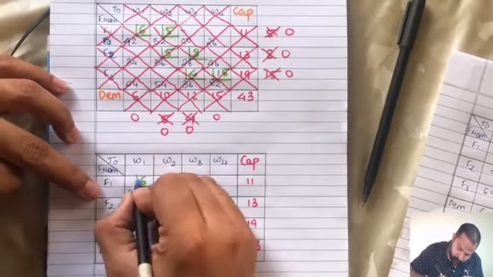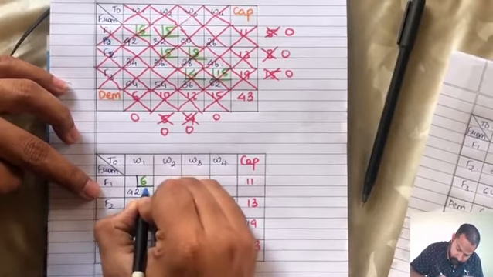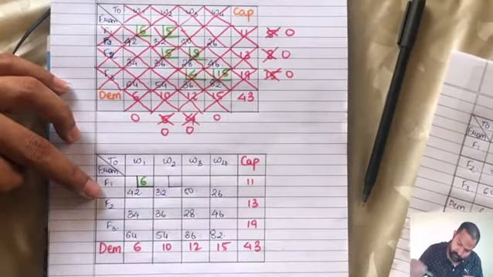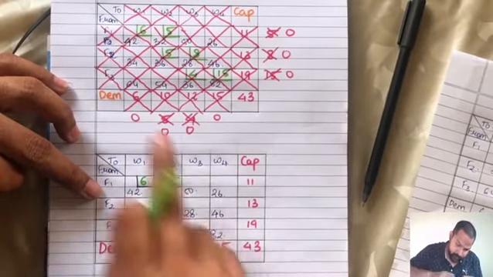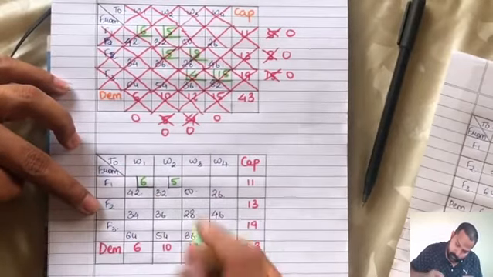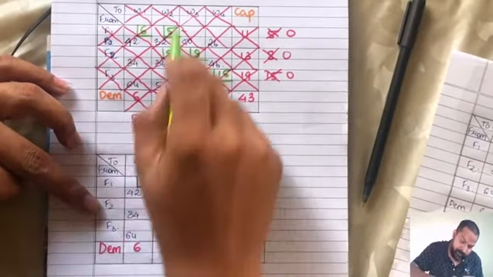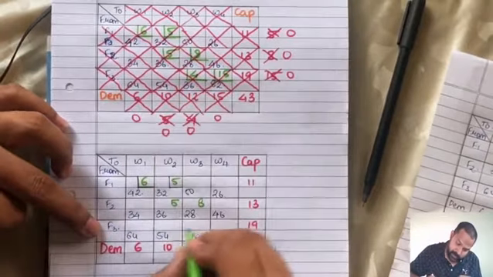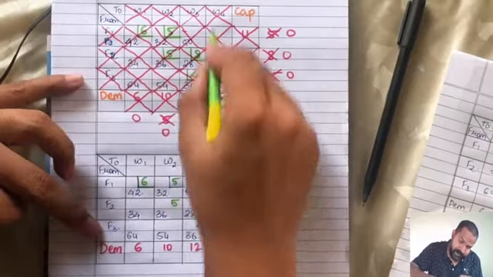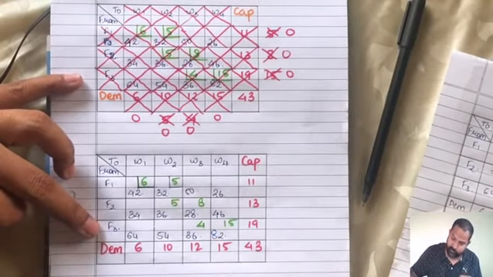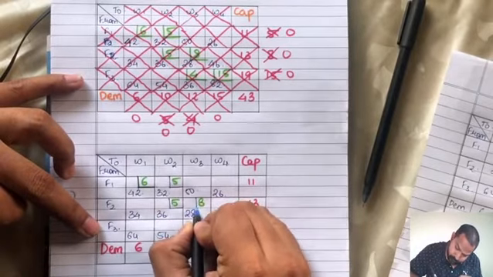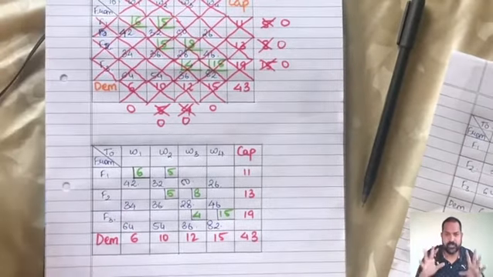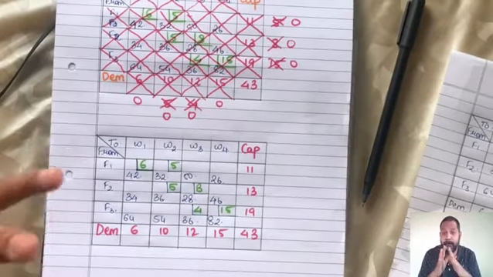From F1 to W2, 5 units. Done. From F2 to W2, 5 units. F2 W3, 8 units. F3 W3, 4 units. F3 W4, 15 units. Done. Just cross check once and check if all demands and supplies are met.